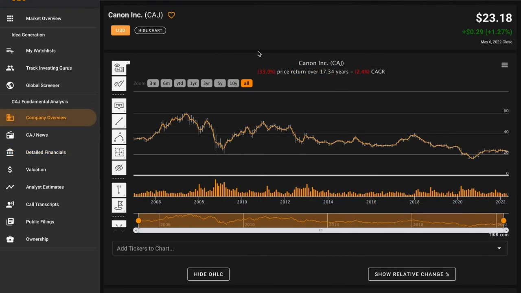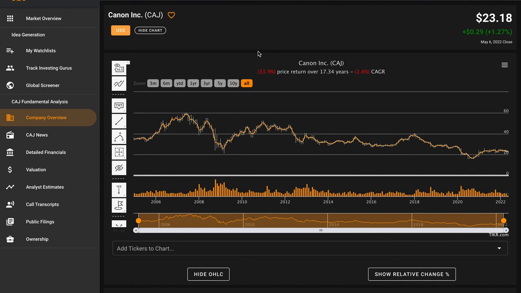So in summary, Canon looks attractive based on its free cash flows, but Canon could be a melting ice cube as the business is shrinking. They've had declining revenue, net income, and free cash flow growth. And while they do look attractive on their valuation metrics, the best days of this business could be behind it.